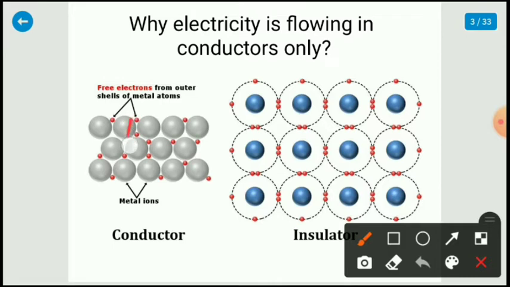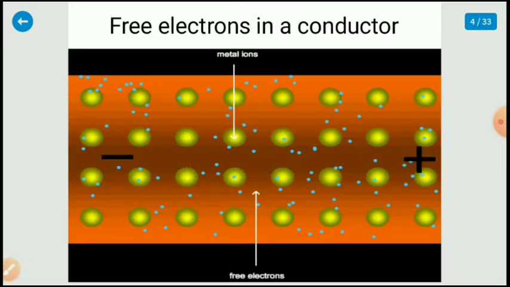You can see the free electrons present in the conductor, which allow electricity to pass through it. You can see free electrons in the conductor like this. These are the metal ions, and the freely moving electrons are responsible for the conduction of electricity in any conductor.